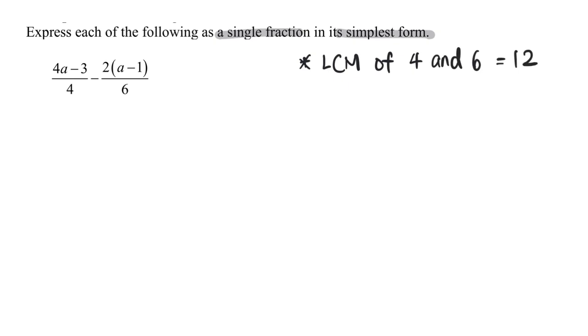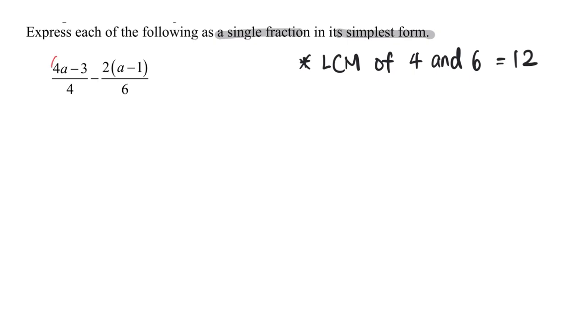4 times 3, 6 times 2. Okay, and this multiple is actually less than 24, 4 times 6, right? Okay, and that would ensure that later on when we solve this problem, we would arrive at the simplest form faster.